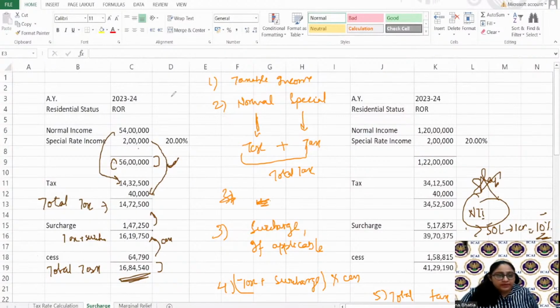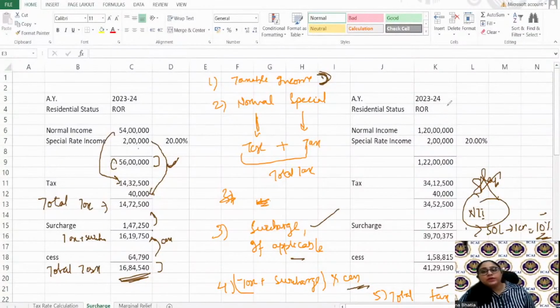So step by step we will go. Calculate the total income, divide the income into normal income and special rate income. On special rate income apply the special rate, on normal income apply slab rates. Total tax comes out, and on that surcharge if applicable. That means if the total taxable income is more than these lakhs, the surcharge would be applicable on the tax amount. On tax plus surcharge you will apply cess and you will come to the total tax.